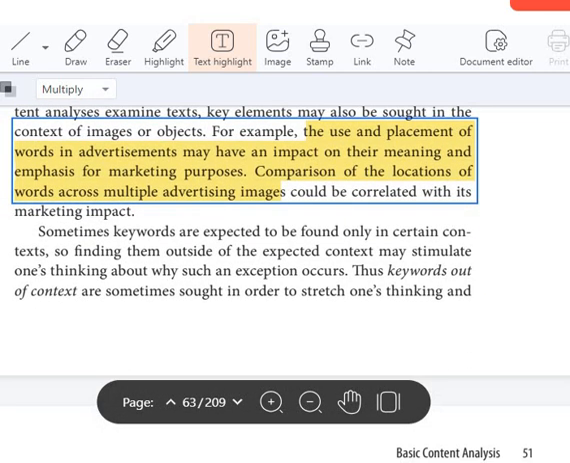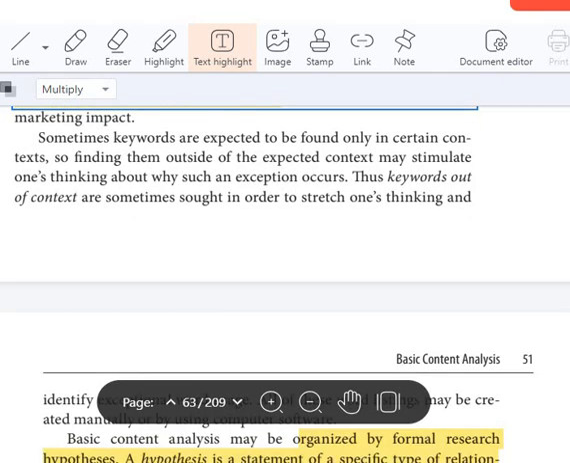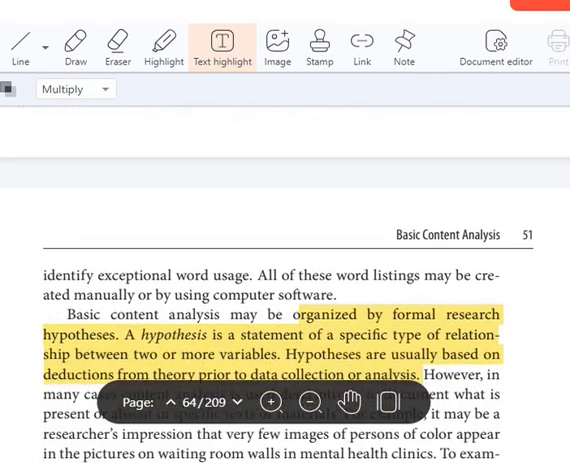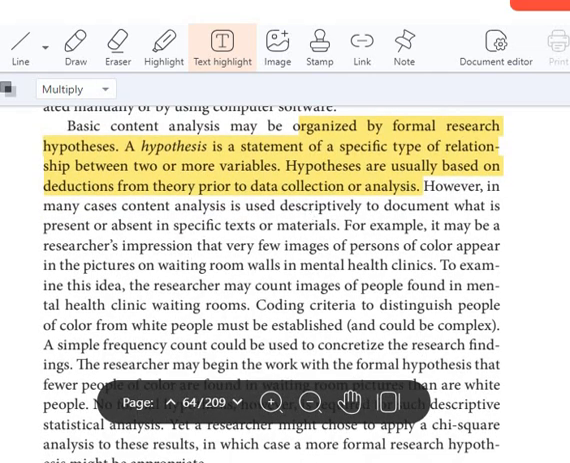Okay, let's move on here. The keywords are expected to be found only in certain contexts, so finding them outside of the expected context may stimulate one's thinking about why such an exception occurs. Basic content analysis may be organized by formal research hypotheses. A hypothesis is a statement of a specific type of relationship between two or more variables. Hypotheses are usually based on deductions from theory prior to data collection or analysis. We should remember that it comes before the analysis.